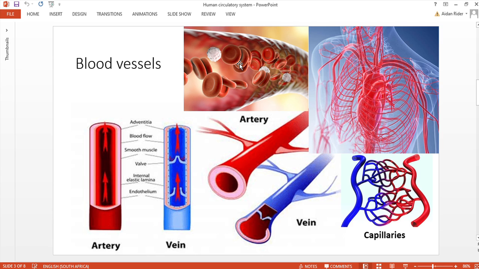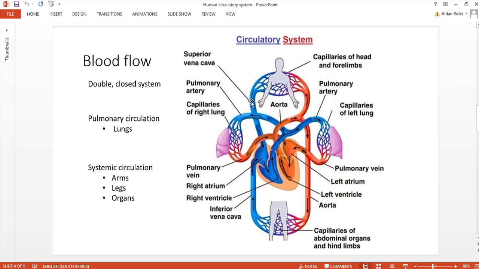Okay, and yeah, we have a picture of what it looks like inside one of these arteries. Your red blood cells, and here are actually a few white blood cells. Yeah, that's what they look like. Okay, so let's take a closer look at blood flow.